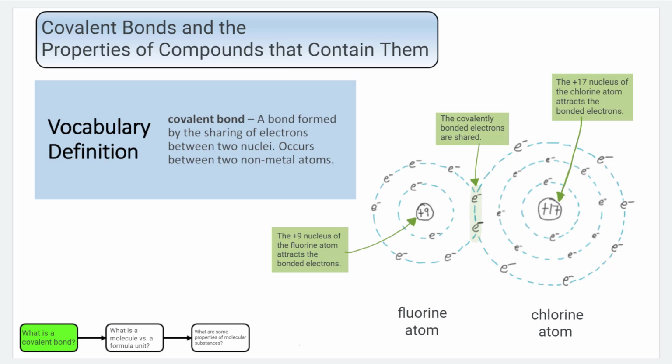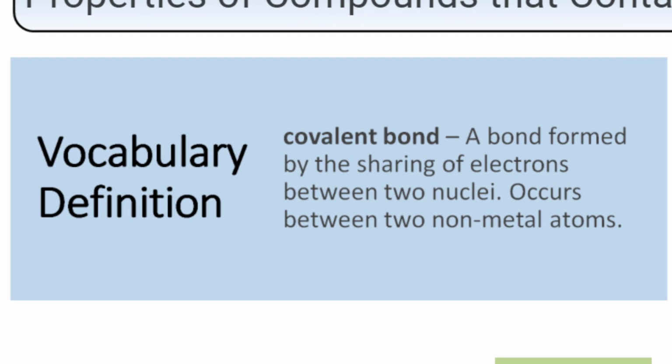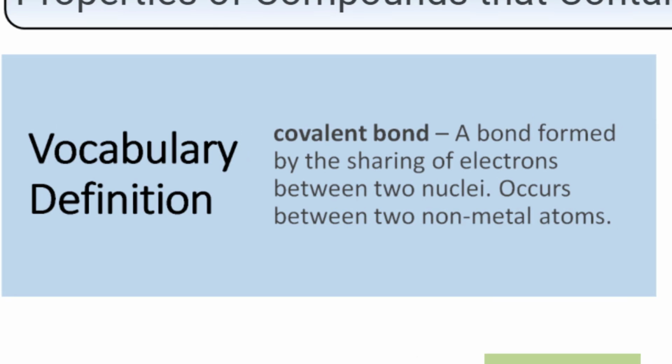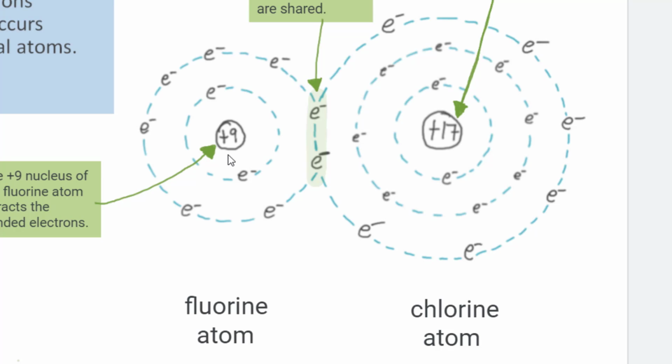Let's start off with a vocabulary definition. What is a covalent bond? It's a bond formed between the sharing of electrons between two nuclei. This occurs between two nonmetal atoms. So let's take a look at a bond formed between the nuclei of two nonmetal atoms.